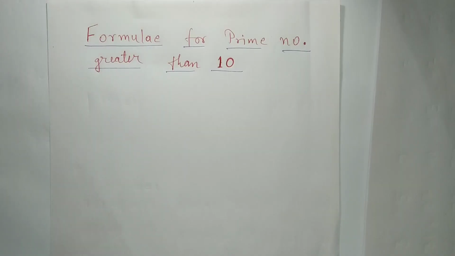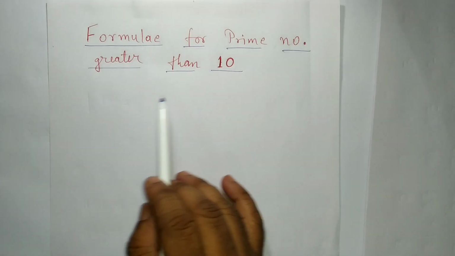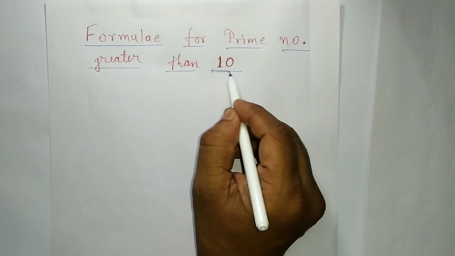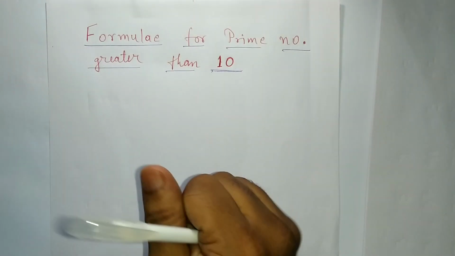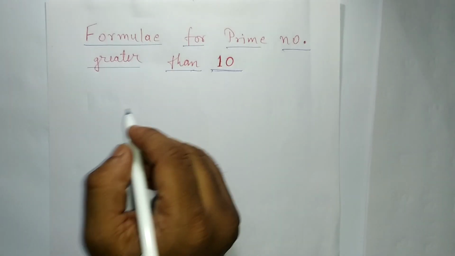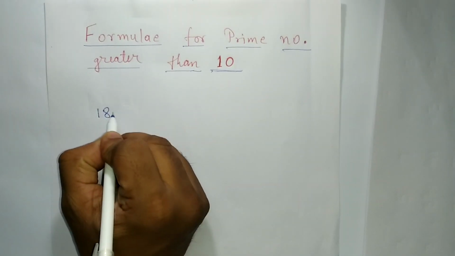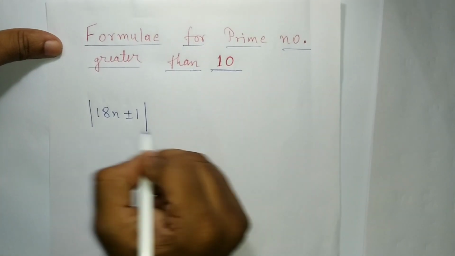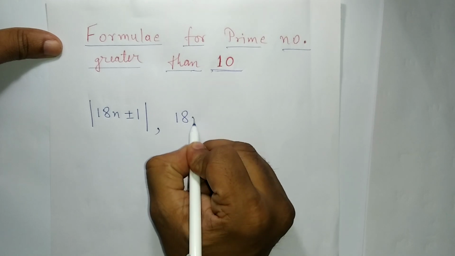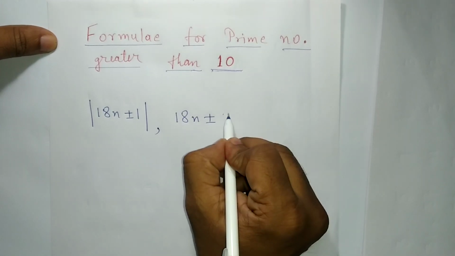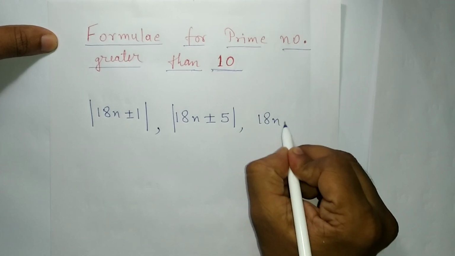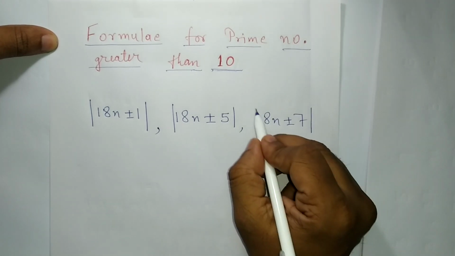Hello friends, today we discuss the formula for prime numbers greater than 10. Actually, the prime number formula is a very interesting formula. Now the formula is 18n plus minus 1, comma, 18n plus minus 5, and 18n plus minus 7.